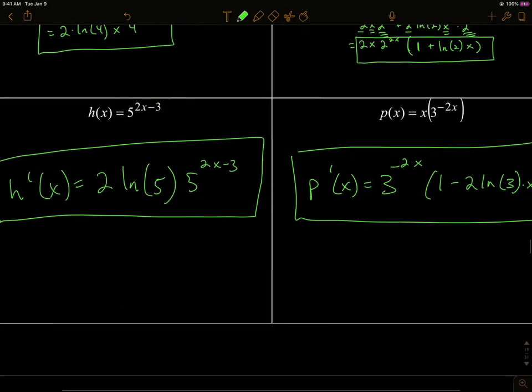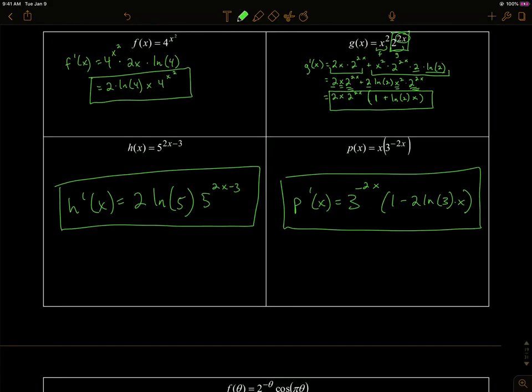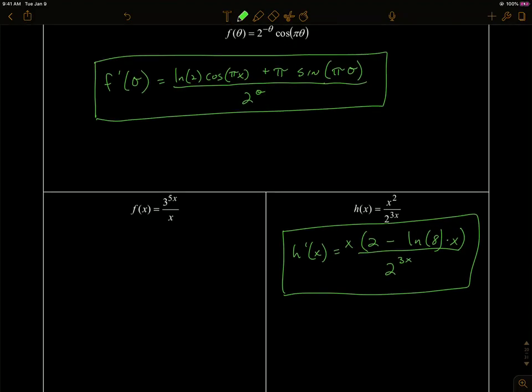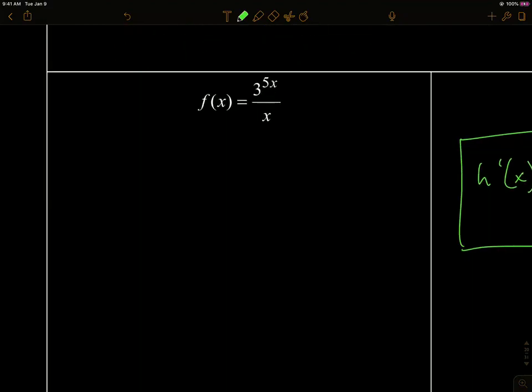These, you can pause the video and do them here or come back to them for another time for practice. There's your answers if you want to write those down. Moving along, same here, some more product rule, a quotient rule down here on the right. You can pause the video and write those down if you like.